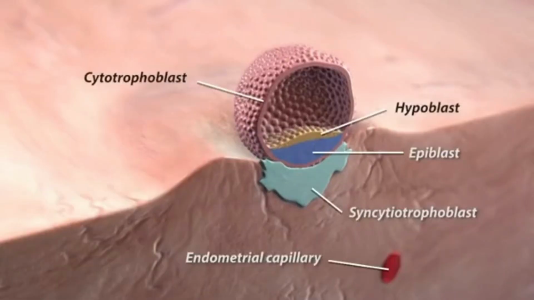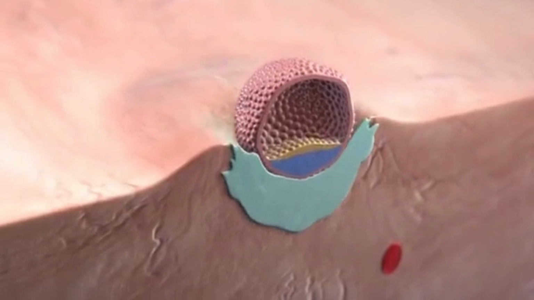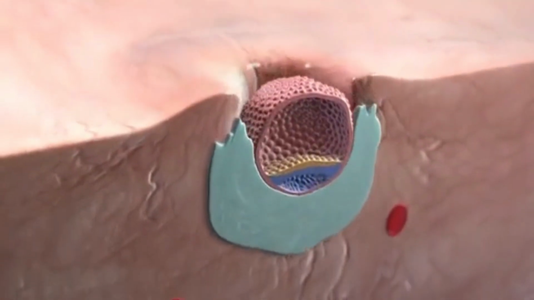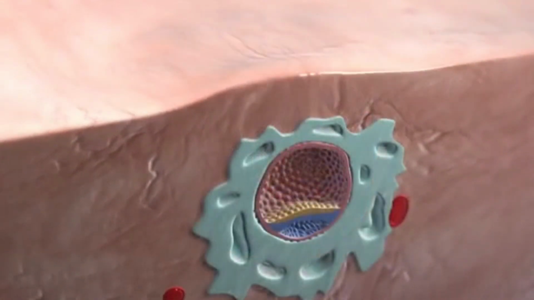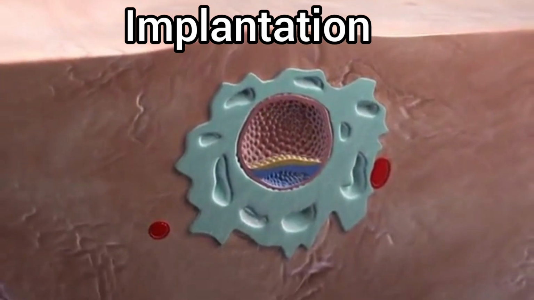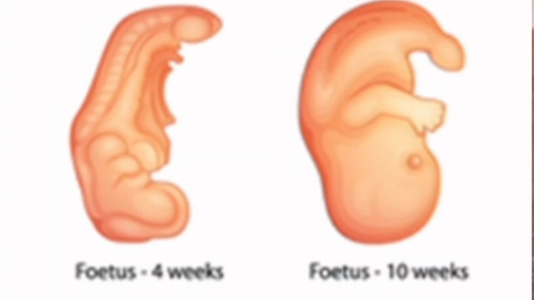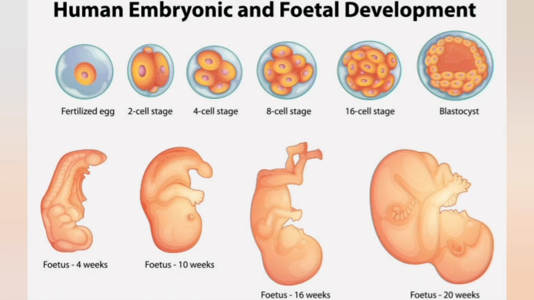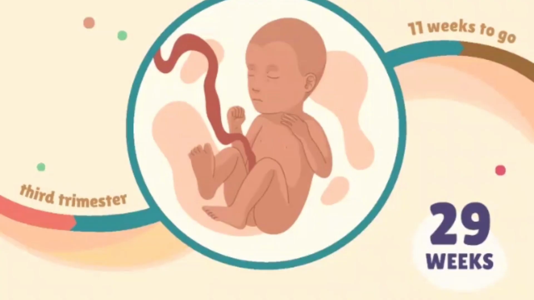The blastocyst now sinks into the endometrium and gets fixed in the uterus. This process of attachment of the blastocyst in the uterine wall is called implantation. And further, this embryo forms the various parts of the body and develops into fetus. So the next topic is gestation or pregnancy.